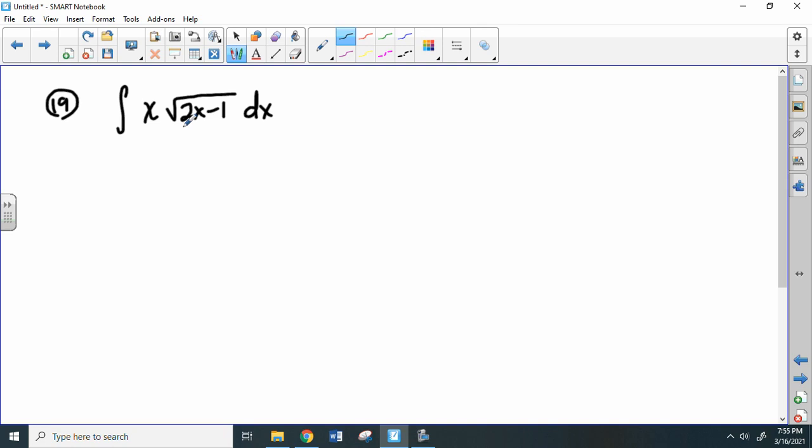All right, so again, I see a radical with stuff underneath it. So I'm thinking that that stuff is probably my u, right? But then if that's the case, then du is only 2 dx, all right? Well, I can compensate for the 2. I have the dx, but I also have extra, okay? So what do you do if you have extra?